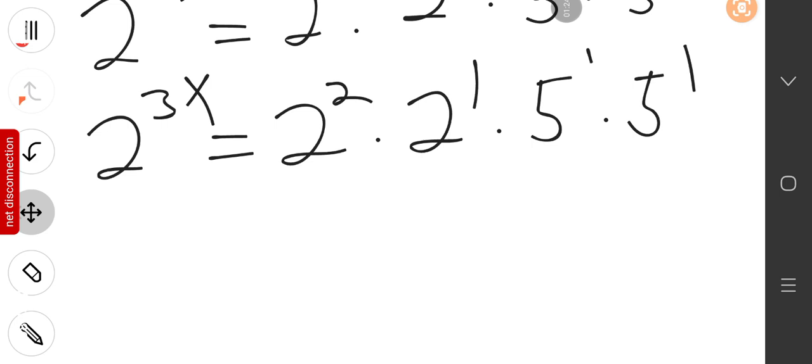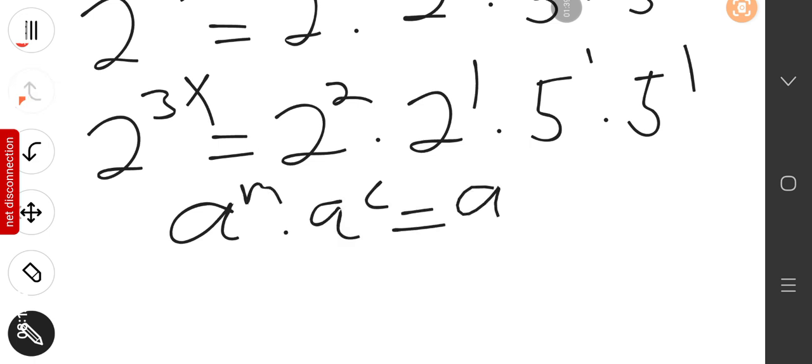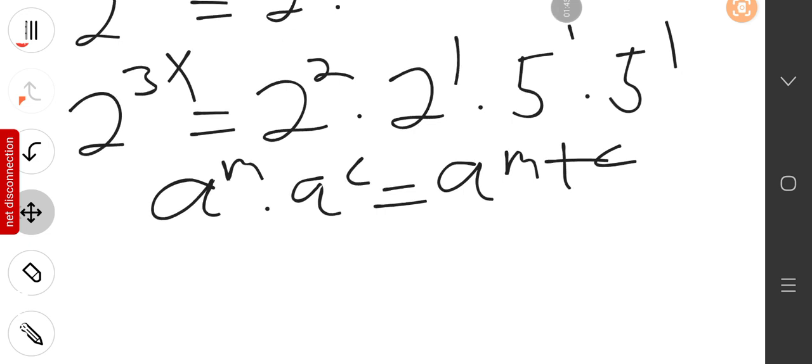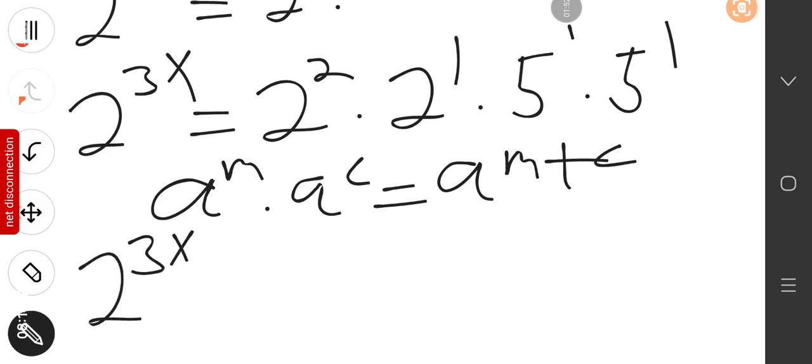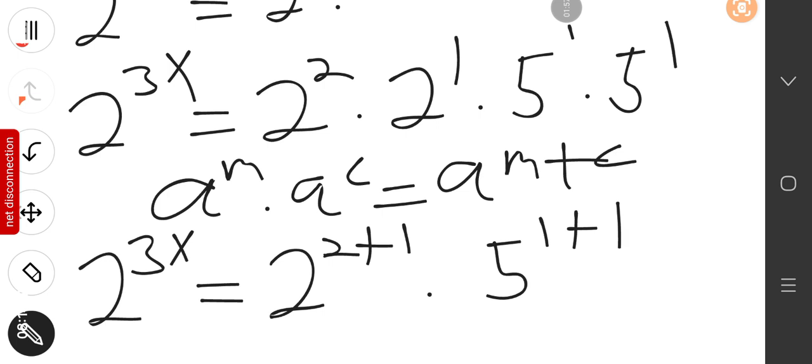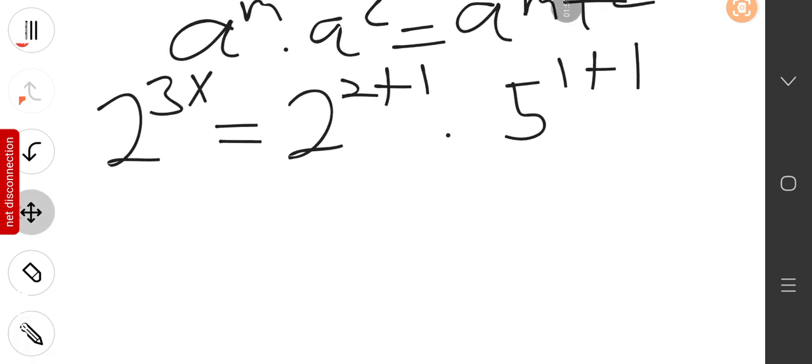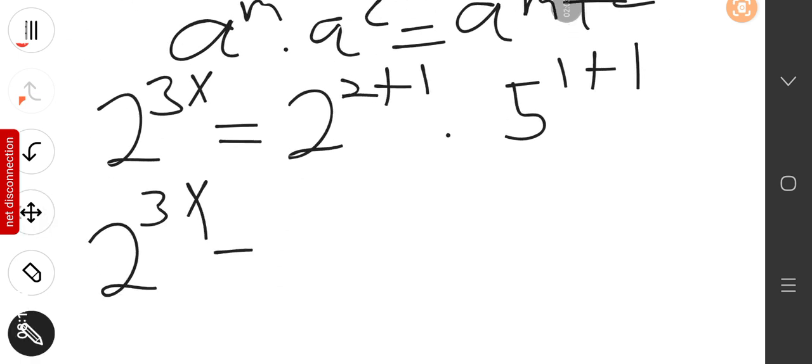Now let's apply the first law of indices to the right part of our equation. We know that a^m multiplying a^c gives us a^(m+c). That is, when the bases are the same and the sign in between is multiplication, we add the exponents. So we have 2^(3x) equals 2^(2+1), and then 1+1 here. So our equation becomes 2^(3x) equals 2^3 times 5^2.